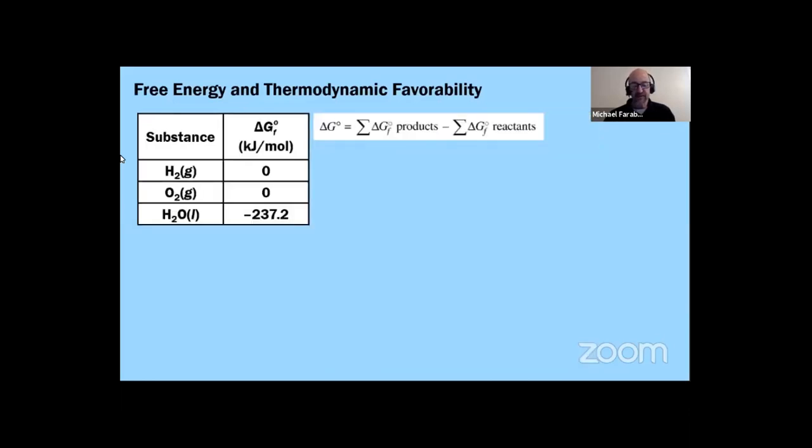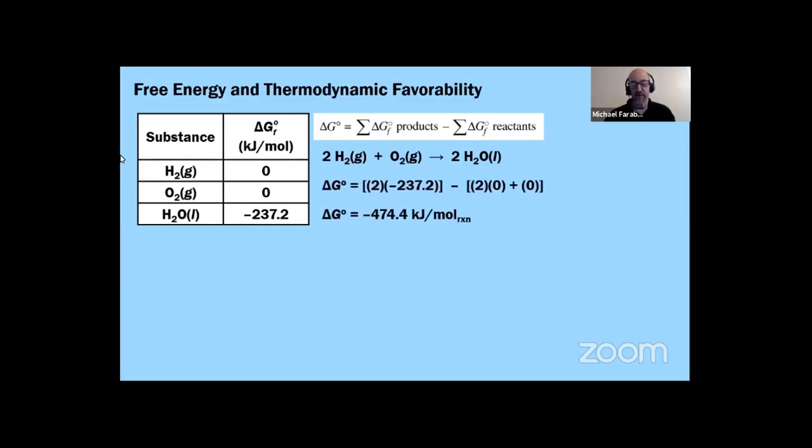All right, so here are some examples of products minus reactants. Notice that the delta G of formation for a pure element is 0, as it was for the enthalpy change of formation. So I have the synthesis of liquid water from the elements hydrogen and oxygen. Products minus reactants gives me a value of negative 474.4 kilojoules per mole of reaction. So what does this negative delta G tell me about the thermodynamic favorability of this synthesis of water?